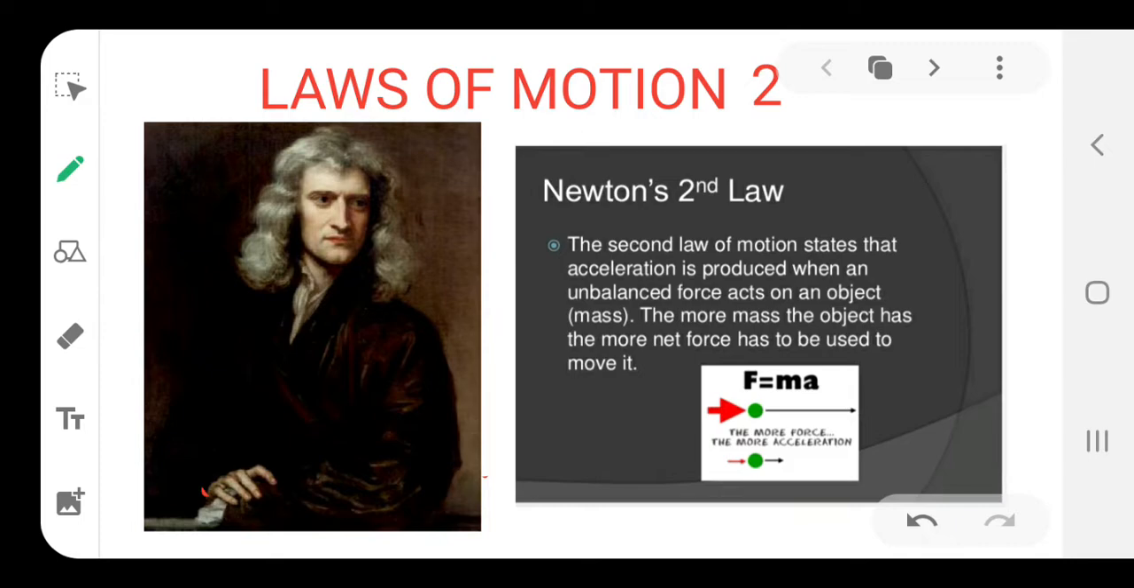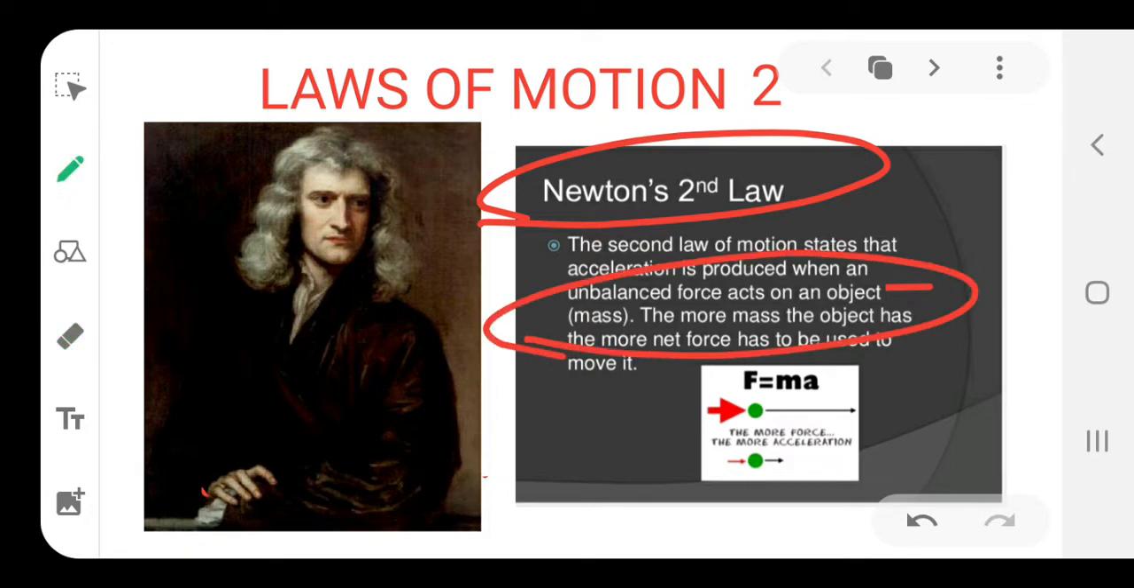As the topic says, Newton's second law. Now, what does Newton's second law state? According to Newton's second law, acceleration is produced, a term you already know, when an unbalanced force acts on an object. When an unbalanced force acts on an object, acceleration is produced, and the more mass the object has, the more net force you need to move it.